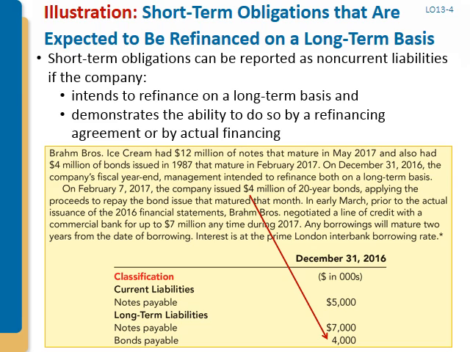In this example, at the date the financial statements are issued, Braum Brothers has negotiated a $7 million line of credit and has also refinanced $4 million in bonds. Therefore, it has demonstrated the ability to refinance these amounts, and they can be classified as non-current. The remainder of the notes payable must be classified as current. The London Interbank Offered Rate is sometimes referred to as LIBOR.